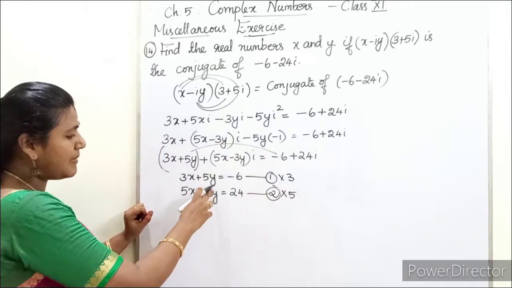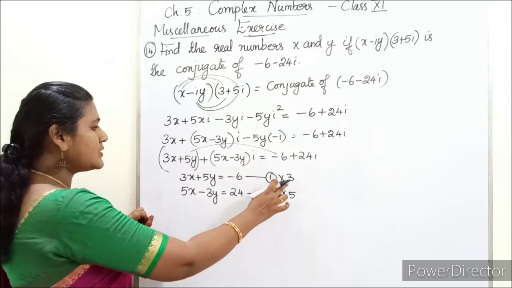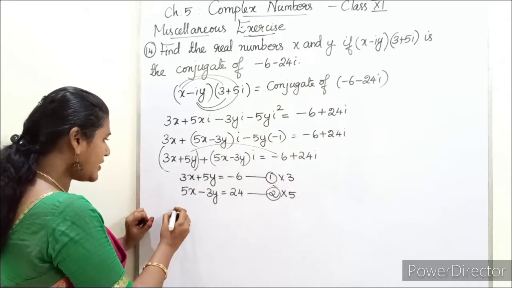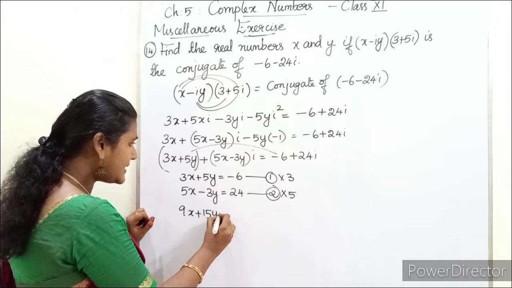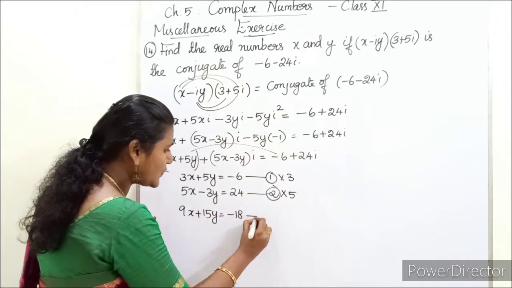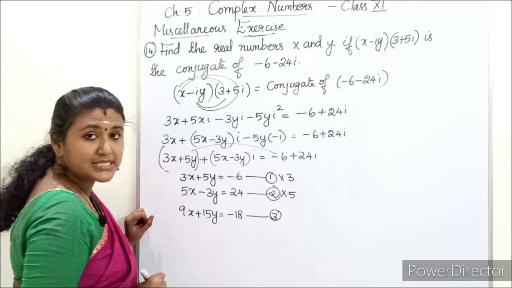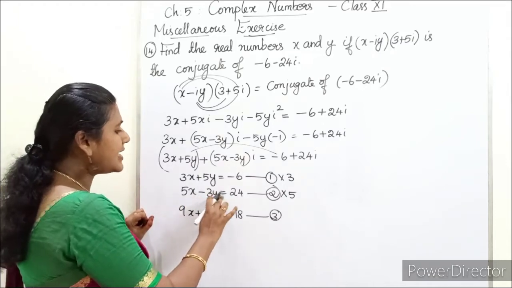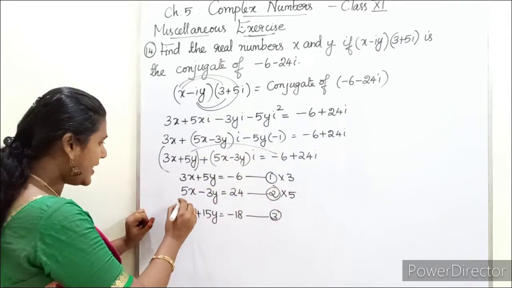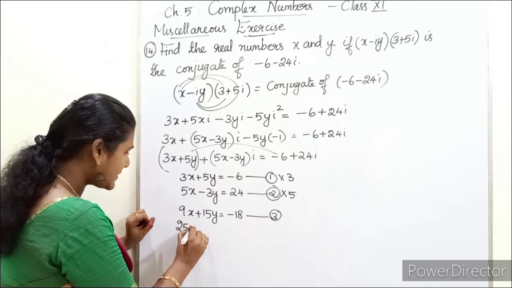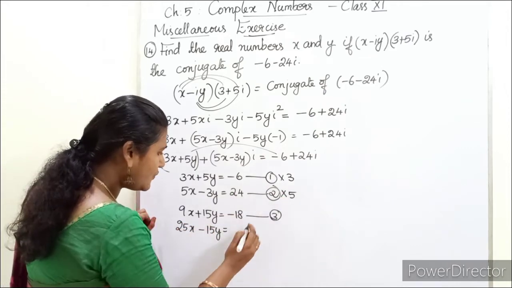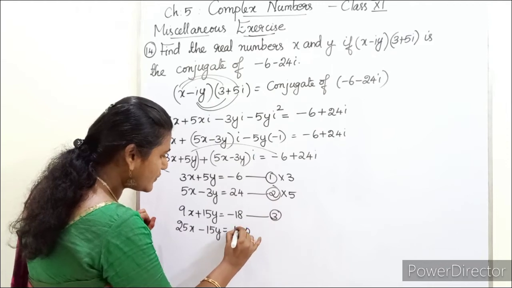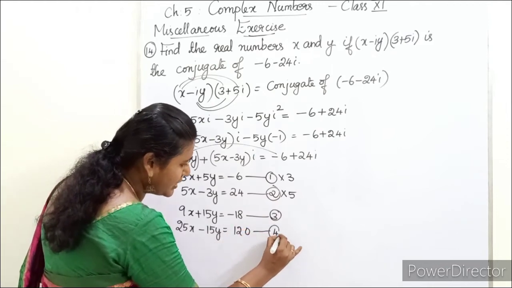Okay, so that we can make the coefficient of y same. So we are going to multiply the first equation by 3. So 9x plus 15y is equal to minus 18. This new equation we will name as equation 3, and the second equation we will multiply by 5. So 25x minus 15y is equal to 24 into 5, so 120. So this is the fourth equation.